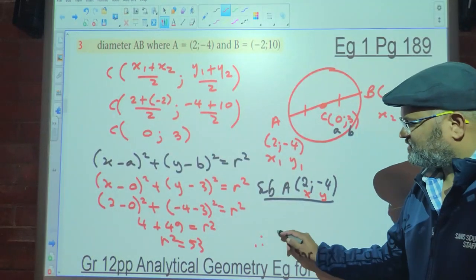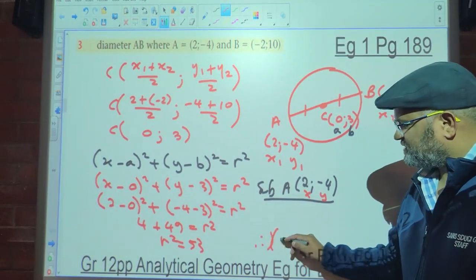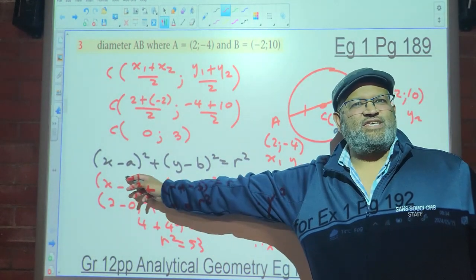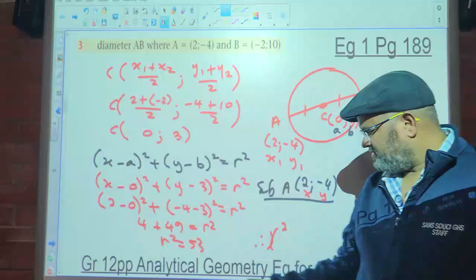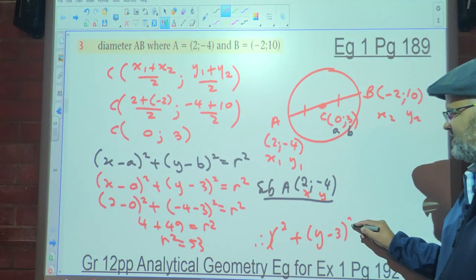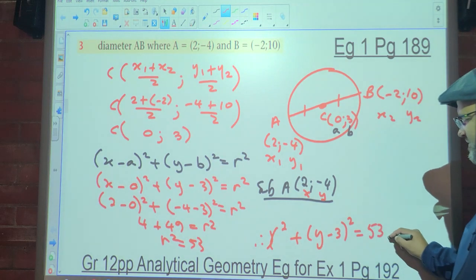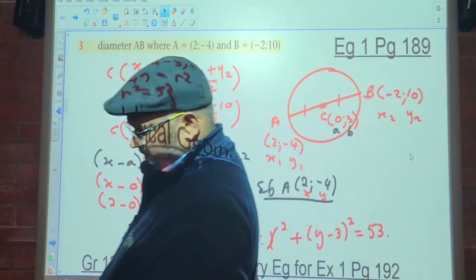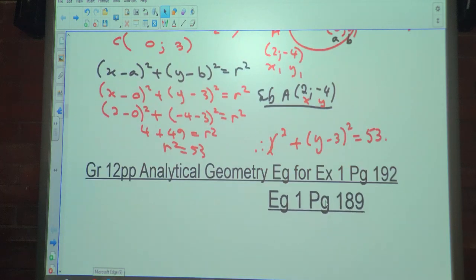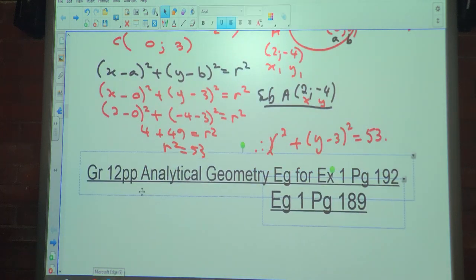So therefore my equation would read x minus 0 squared, which simplifies into x squared. You all agree with that? So it's x squared plus (y minus 3) squared equals 53. You all agree with that? Is there any confusion there? Right. Let's carry on.